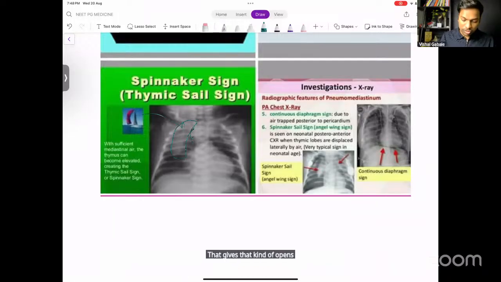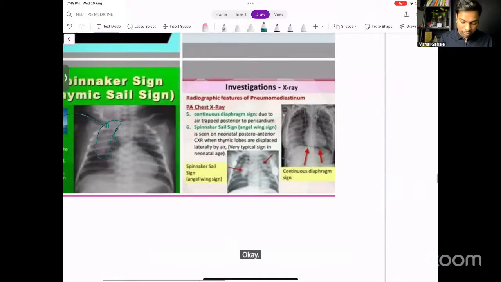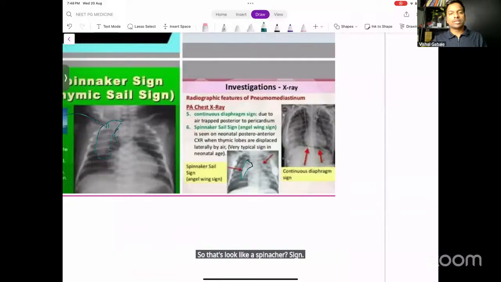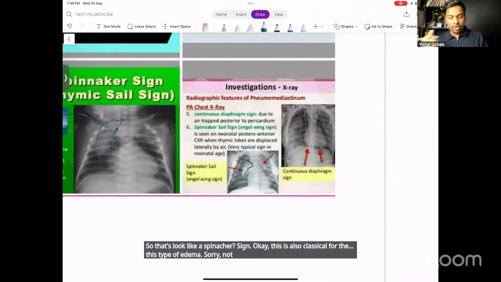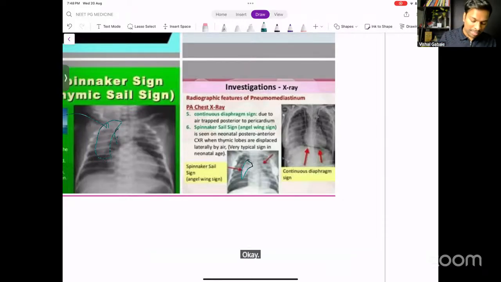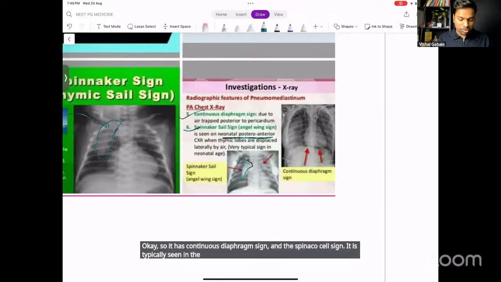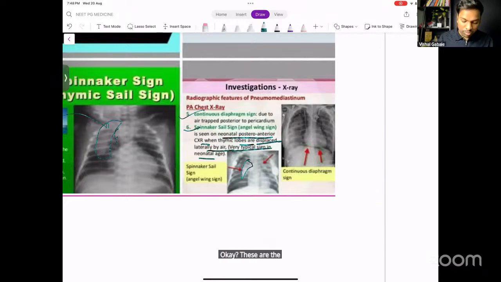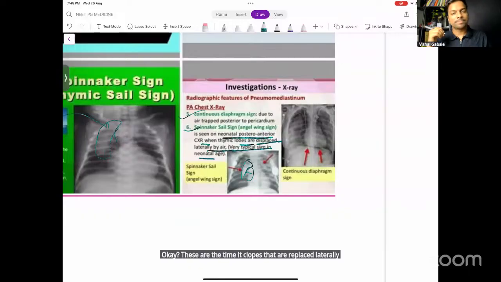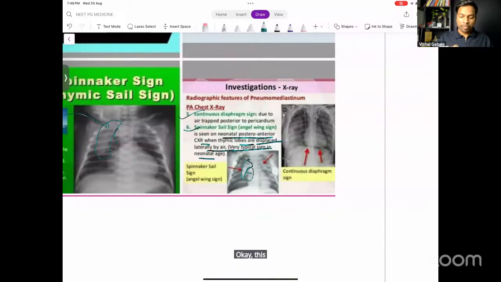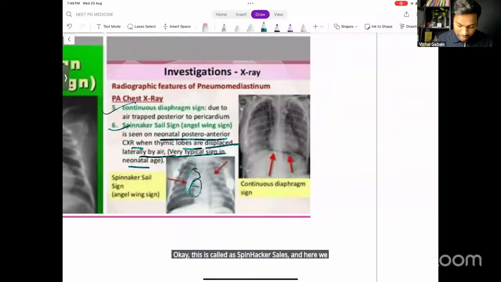See here, they have mentioned it. Apart from that, here also you can see that. It looks like a spinnaker sign. This is also classical for pneumomediastinum. So it has the continuous diaphragm sign and the spinnaker sail sign. It is typically seen in the neonatal posterior-anterior X-ray when the thymic lobes are displaced laterally by the air. These are the thymic lobes displaced laterally because of this air. This is called the spinnaker sail sign, and here we can see the continuous diaphragm sign also.